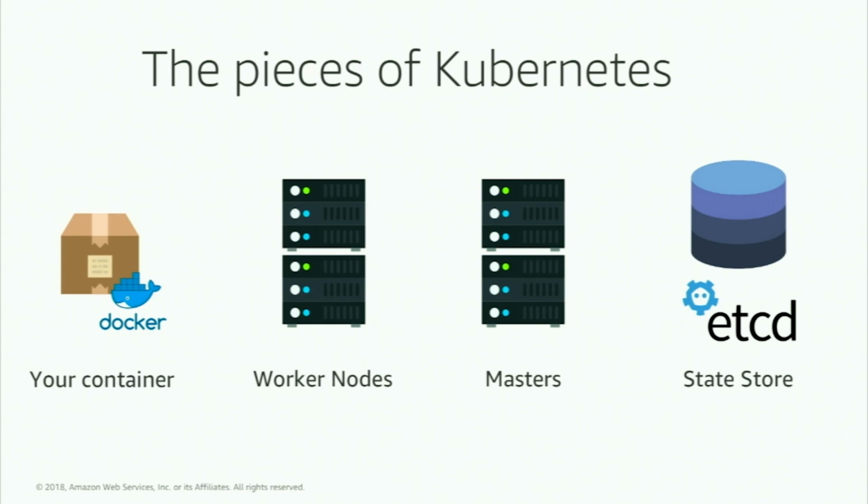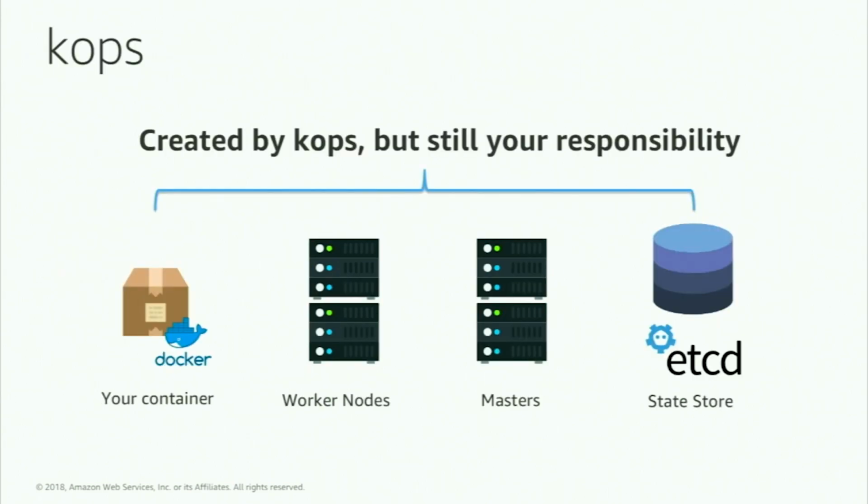And then there's etcd, which is the state store. It's really a database which keeps track of everything in the cluster and what you want the state of the cluster to be. And traditionally, you would probably use a tool like Kops to set all of this up on your AWS account. Set up those worker nodes, set up those master nodes, and set up that etcd database.